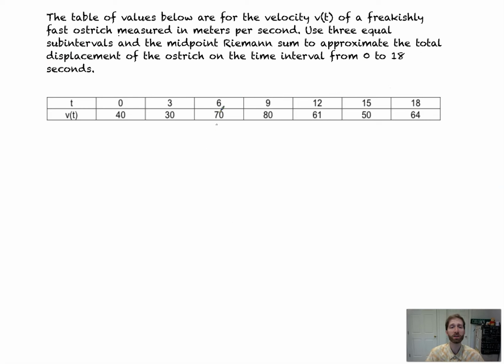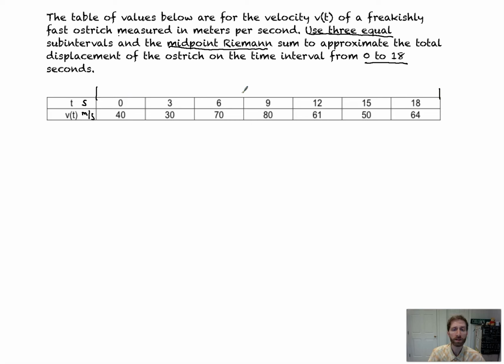We did a left hand, we did a right hand, same exact problem, midpoint Riemann sum, but here we're doing 0 to 18. Use 3 equal subintervals, as indicated by the data here. So again, we still have seconds, we still have meters per second, and if I multiply seconds times meters per second, I get meters. Now, we have different subintervals. We have 3 subintervals from 0 to 18. So let's break them up.